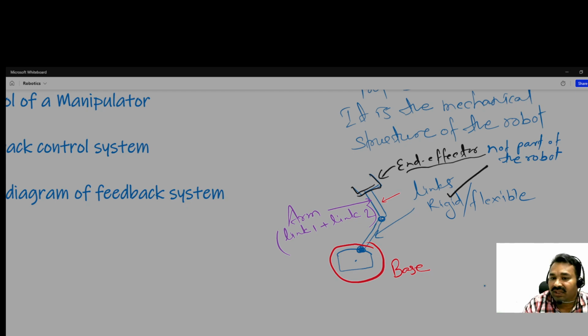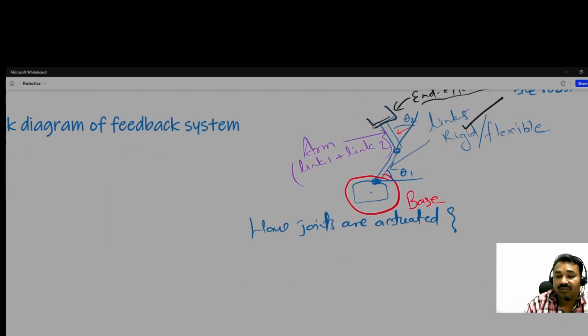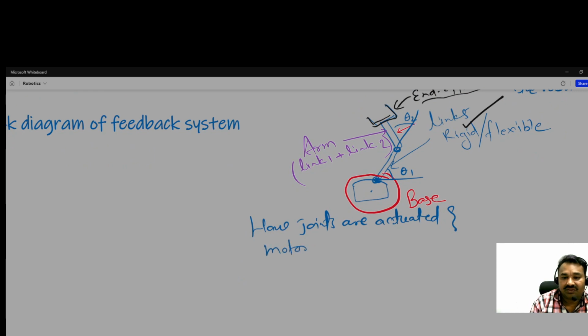And how are the joints actuated? Here, suppose joint theta 1 is here, and theta 2 is here. How are the joints actuated? Either by motors, or some gear, pinion, or other mechanical devices, or some hydraulic system or pneumatic system, which provides motion to the robot, meaning the end effector.